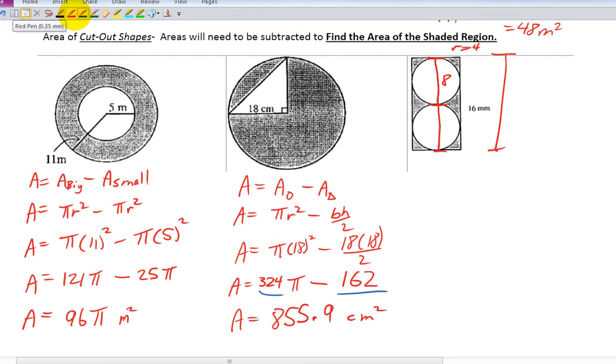Now what's the width of the rectangle? I'll give you a hint. The diameter also goes sideways. Good. 8. So the rectangle is 8 by 16. What's the radius of one circle? 4. Okay. So find the area of one circle, times it by 2 at the end, and find the area of the rectangle.